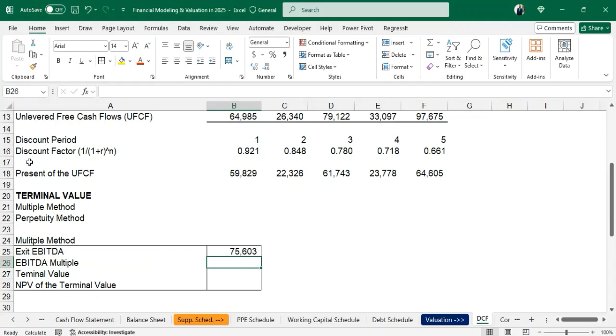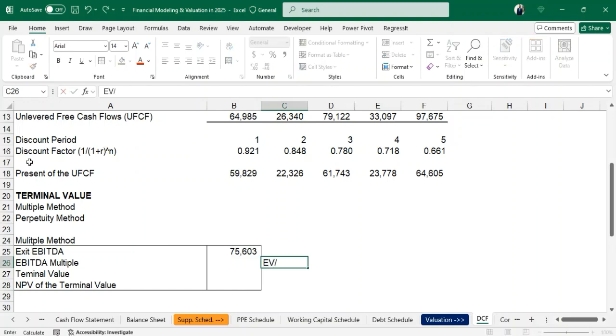Now we have to calculate the EBITDA multiple. The EBITDA multiple, as we have already learned in the previous video, is equal to our enterprise value divided by our EBITDA for 2023, which is the last historical period. So the EBITDA multiple is equal to EV divided by the 2023 EBITDA. That is the formula we are going to use.